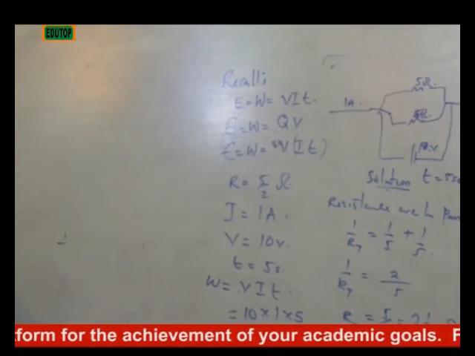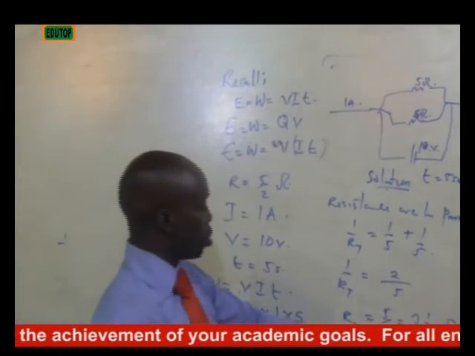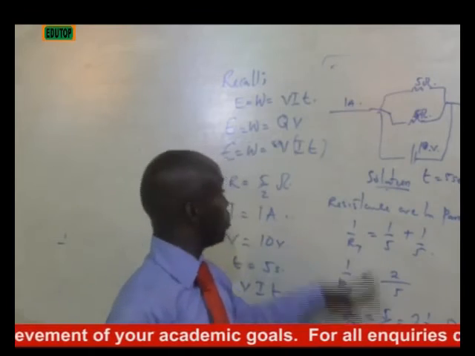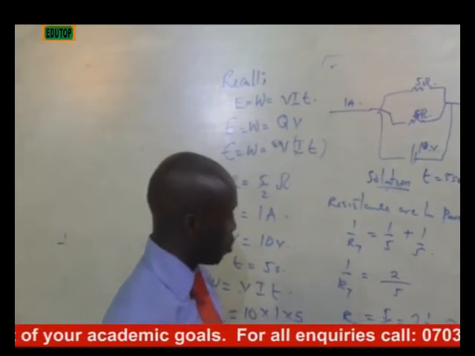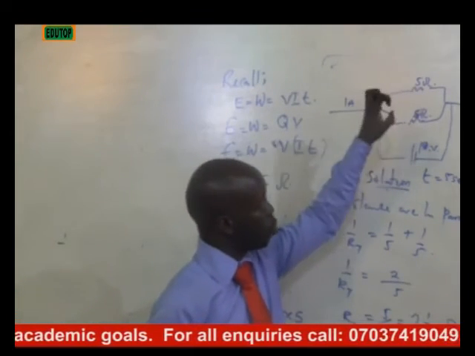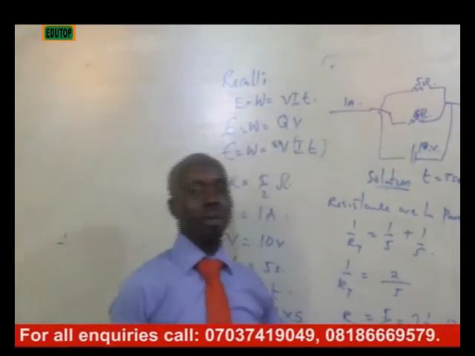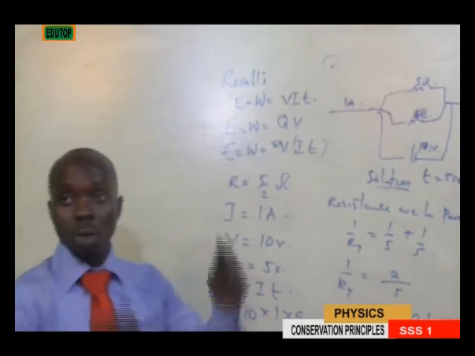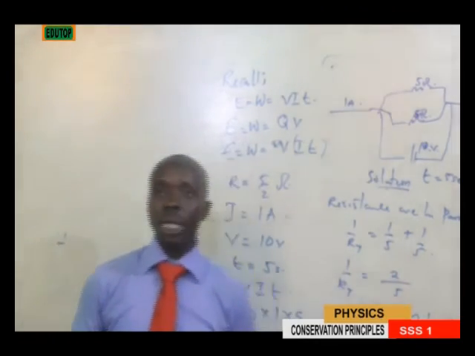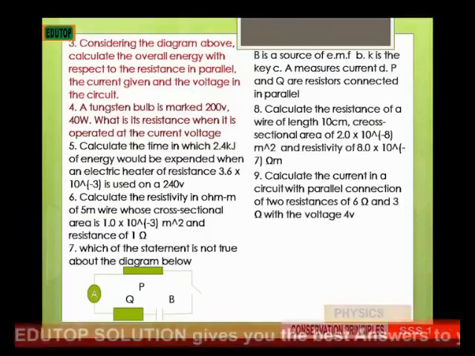You solve that. So you can see, even if your total resistance is not used in the overall calculation, you are expected to combine the resistances as one, making it 2.5 or 5 over 2. So that is question 3. Let's go to question 4.